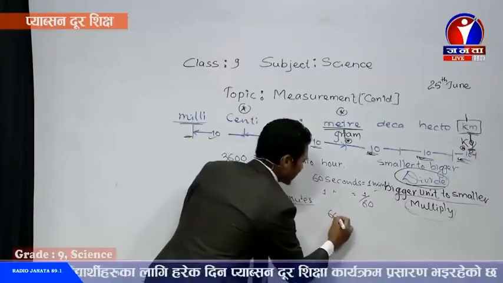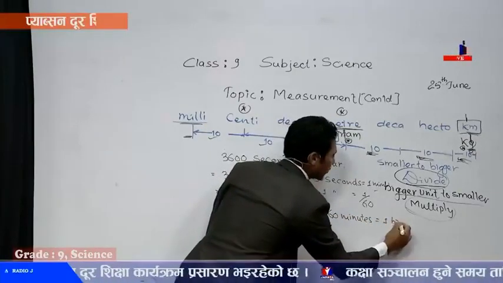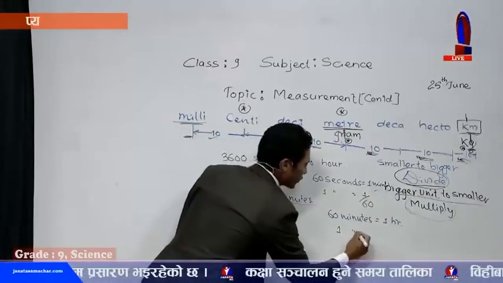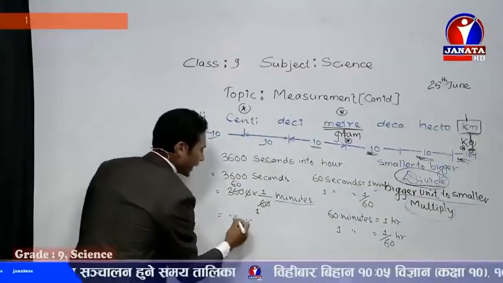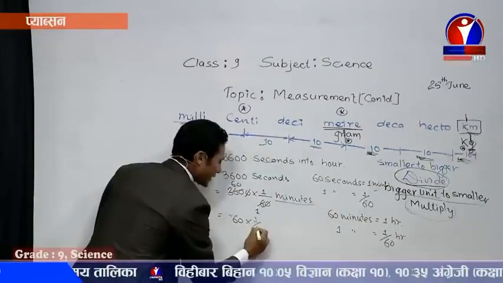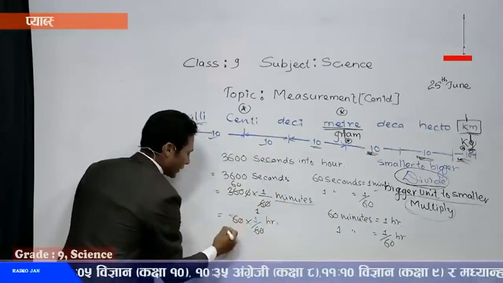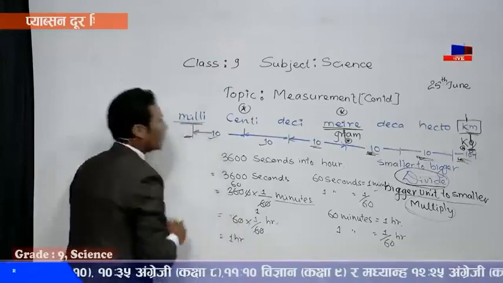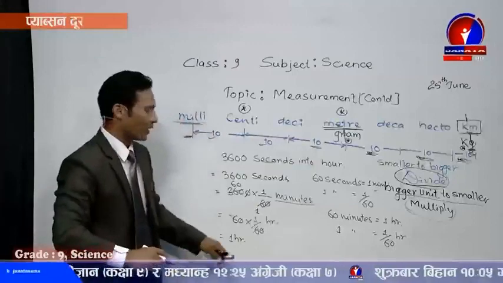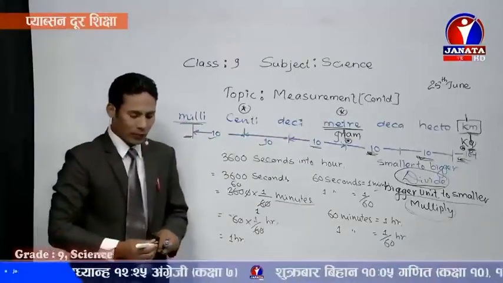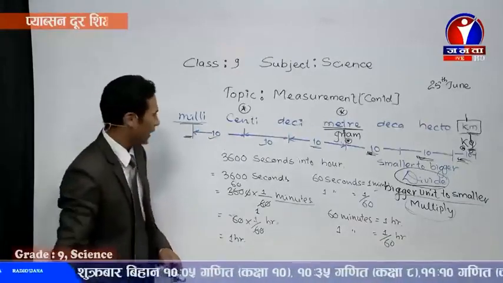Similarly, 60 minutes equals 1 hour. That means 1 minute equals 1 by 60 hours. So again, if you multiply by 1 by 60, then that will convert into hours. So this and this cancel. That means 1 hour. So 3600 second converted into hours gives 1 hour. Similarly, if we want to convert 450 hours into days, let's see the next one.